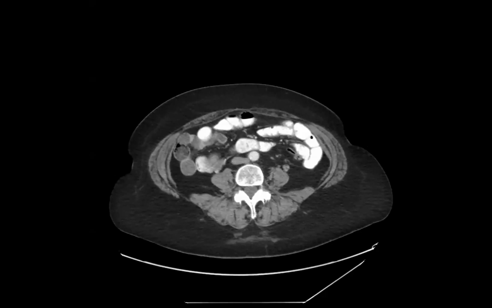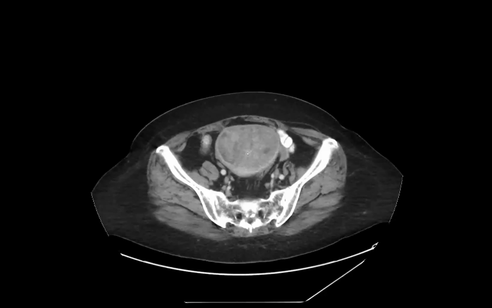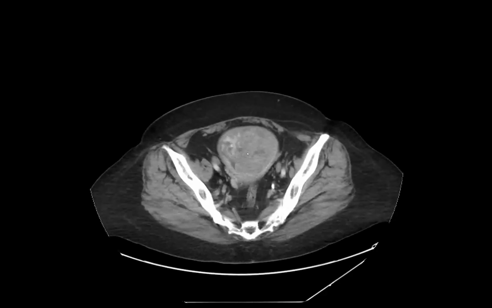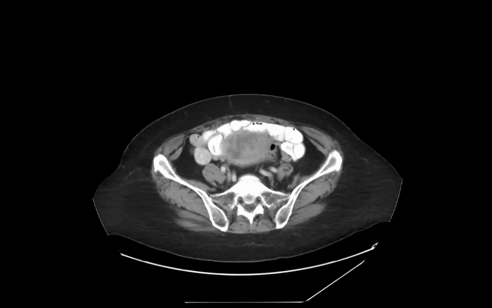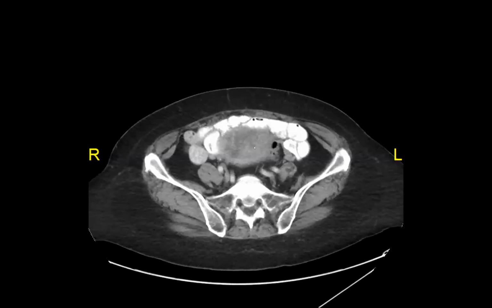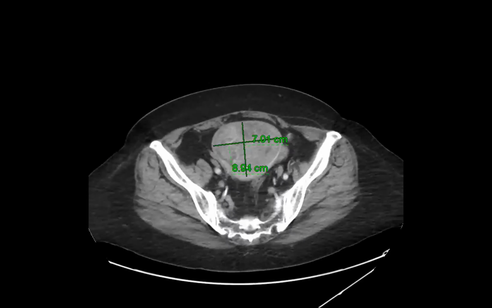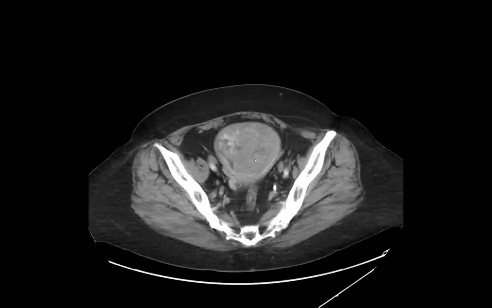So this is an outside study, so all the prior care was done somewhere else. I don't know exactly what the decision making was, so don't quiz me on that. But this is a woman in her 70s, and this is her original CT.